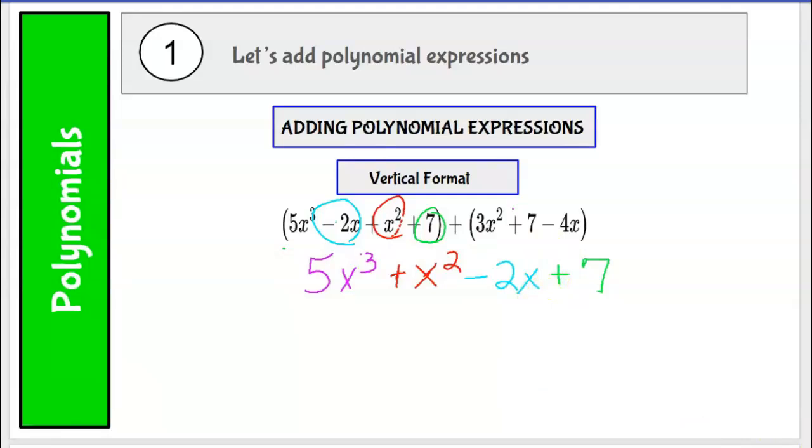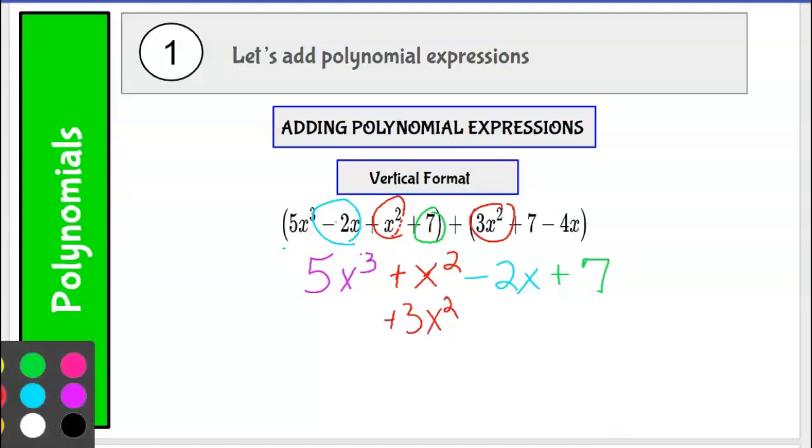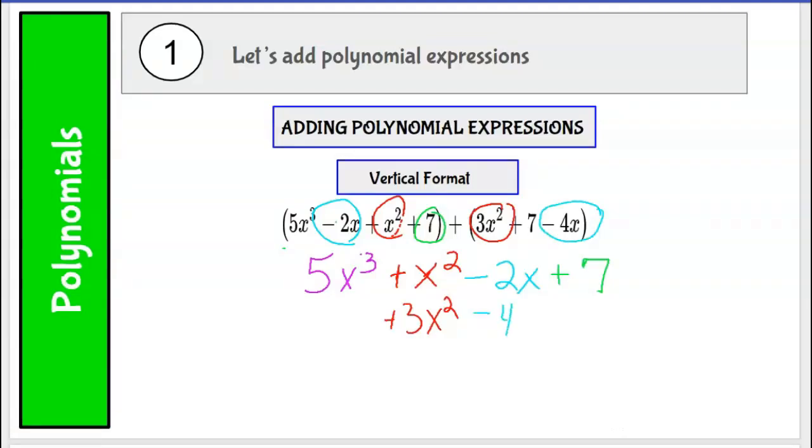Now we're going to write the second polynomial below this one and lining up the exponents. So notice that we do not have an x cubed term in the second parenthesis. So we're going to start with the 3x squared. Notice again, this one's not in standard form, so I'm going to come over here to the 4x term, minus 4x, lining it up underneath the x term, and then I have plus 7.